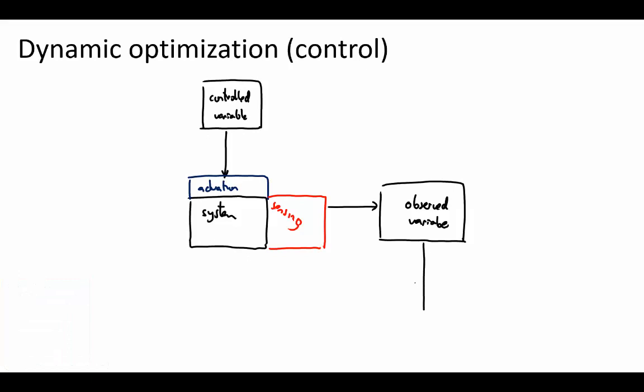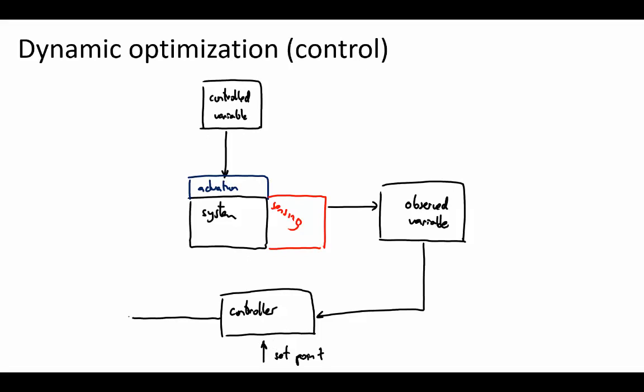The observed variable is then read by the controller, and the controller receives some set point, and based on the difference between the observed variable and the set point, it writes the control variable. It sends a signal to the control variable.